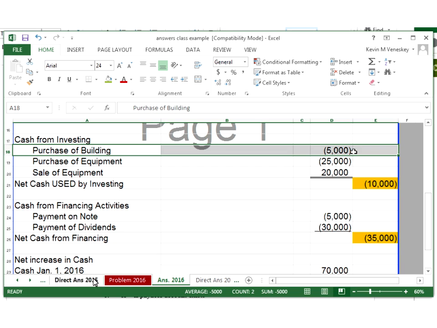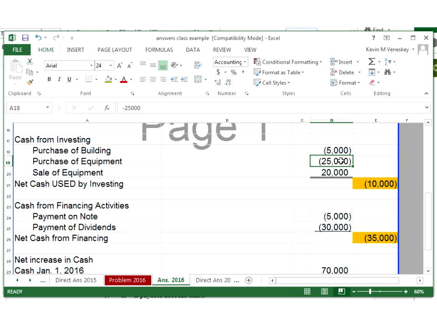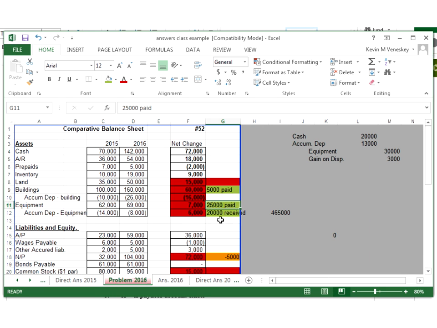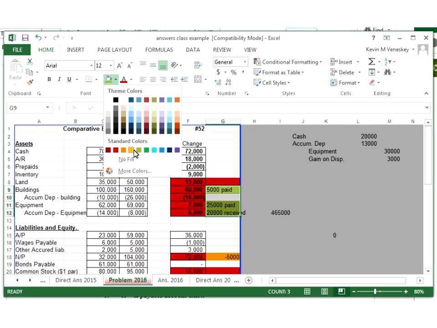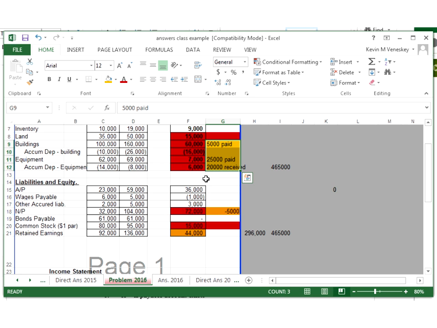Purchase of a building was $5,000. Boom, there it is, $5,000 negative. I spent more money here on a purchase of a machine, $25,000. And here it is. And then I received money when I sold the equipment of $20,000. And there it is. So I've now taken care of these. I can go ahead and put them in the yellow category as being done, or whatever category you want to put them in.